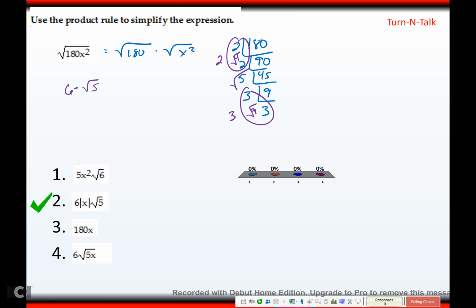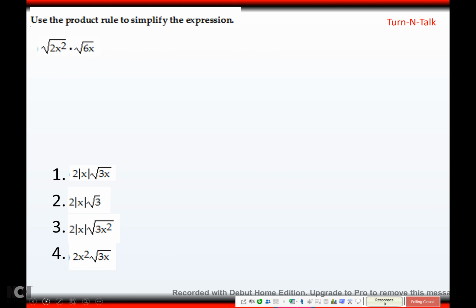Then I have to do my x squared. These cancel, but since they're even, that's the absolute value of x. Put it in order, and I get 6 absolute values of x, square roots of 5. Okay, try this one, hit pause, come back when you're ready. And hopefully you got 1.